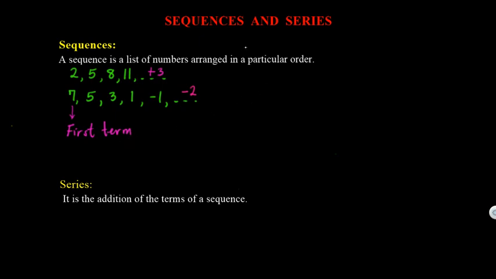So the terms in a sequence can be denoted using T1 for the first term, T2 for the second term, T3 for the third term, and so on and so forth till we have Tn. This Tn is telling us any term where we don't know where it may end. So the n can take the position of 5, 6, 7, 100, and so on.